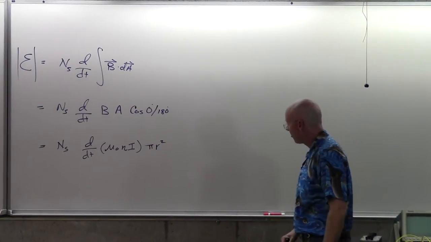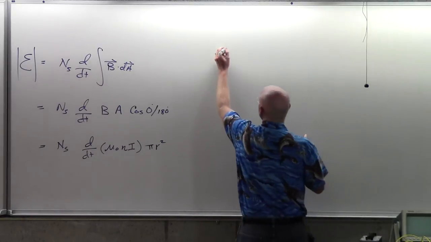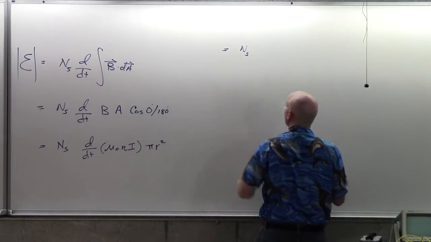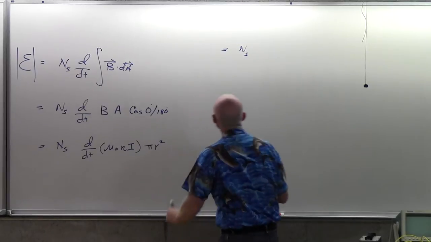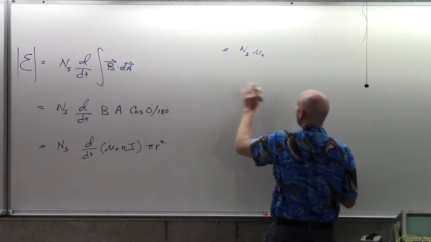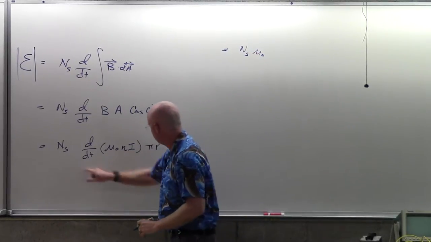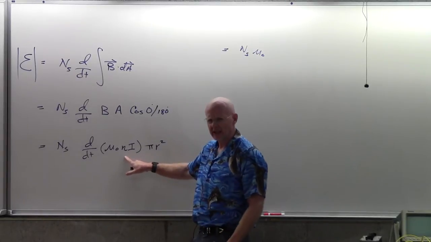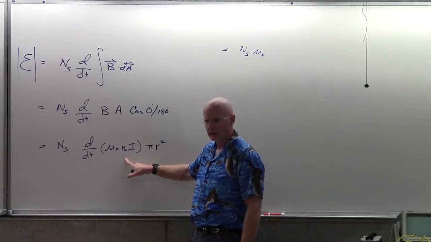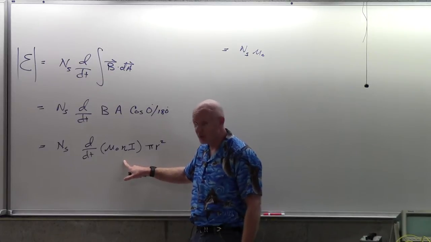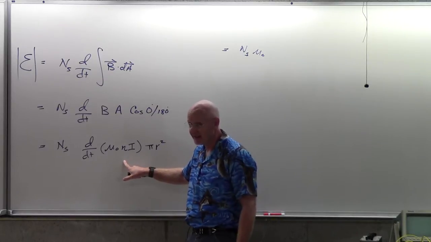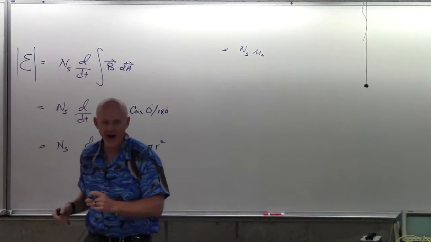All right. Well, let me keep going with this. Here is N for the secondary. Good. Here is a mu naught. I will pull that out in front of the derivative. What was this little n again? Number of turns in which one? What I'll call the primary, exactly.